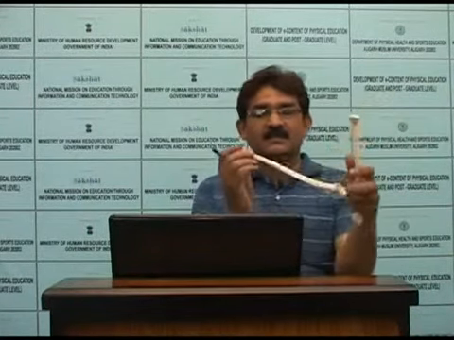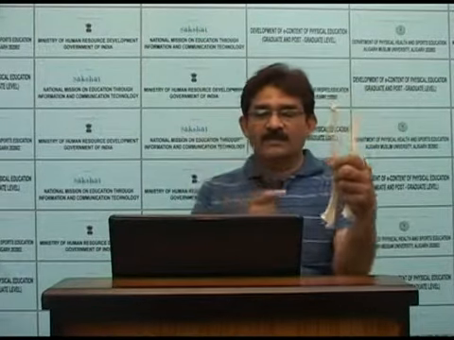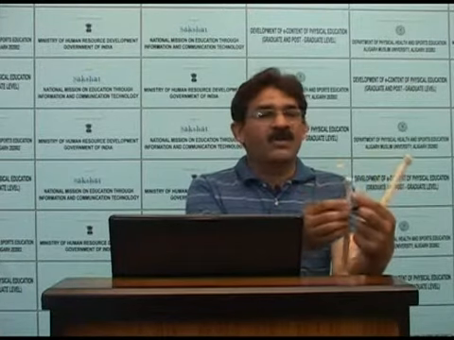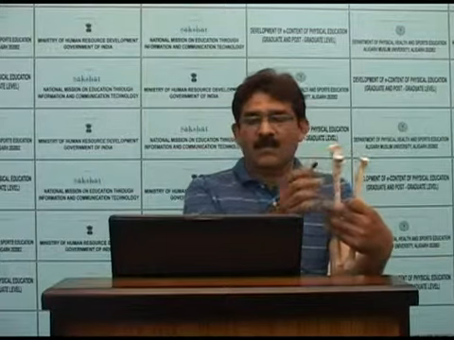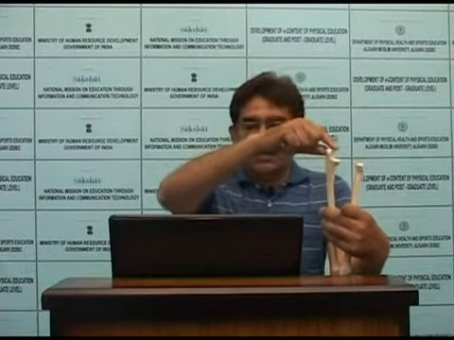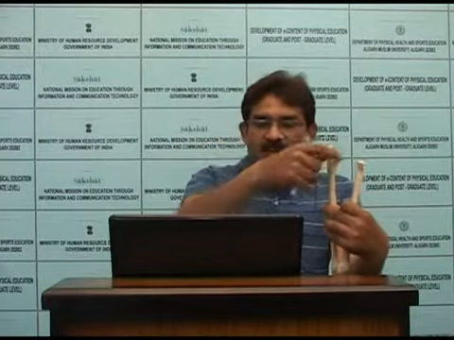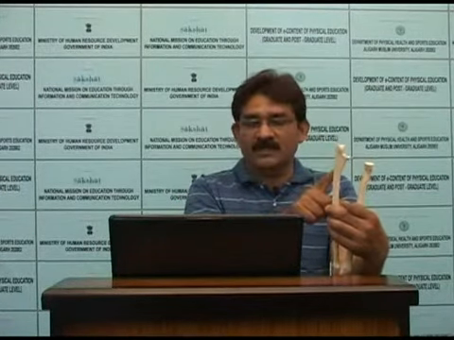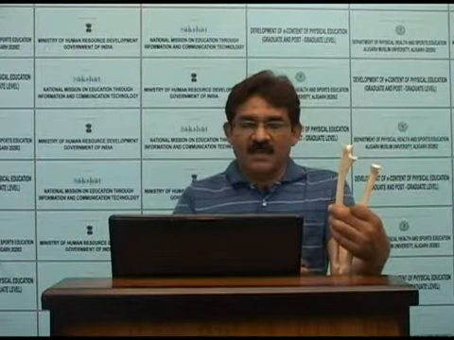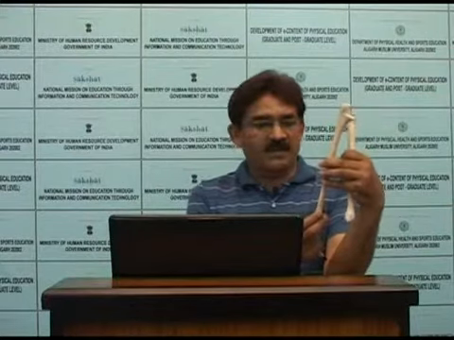It makes the forearm. The upper end of the ulna has the olecranon process, coronoid process, trochlear notch, radial notch and ulnar tuberosity. This is the ulnar tuberosity and radial notch. The lower end has a styloid process and the head of the ulna.